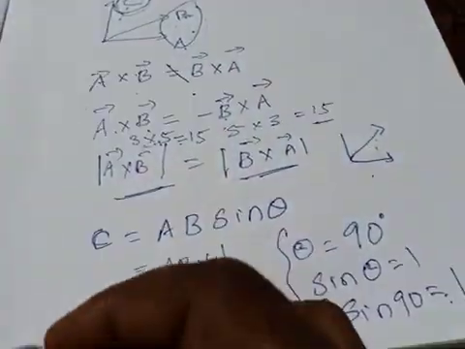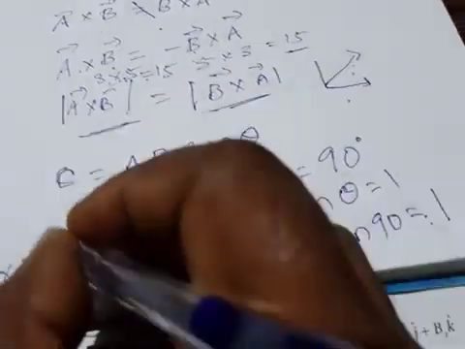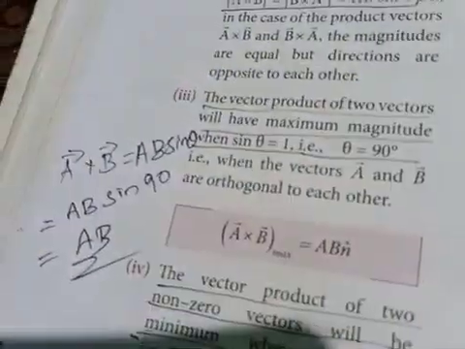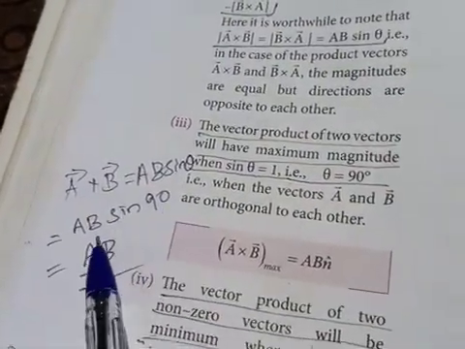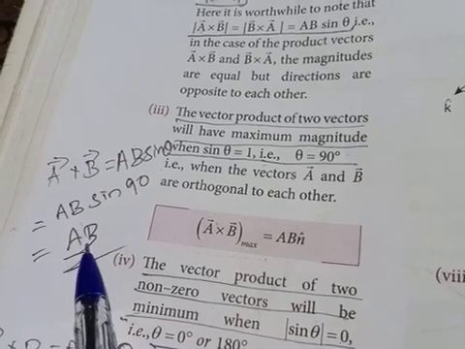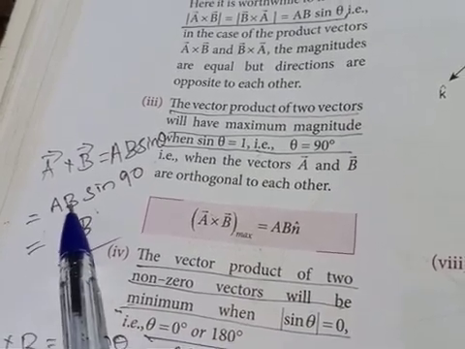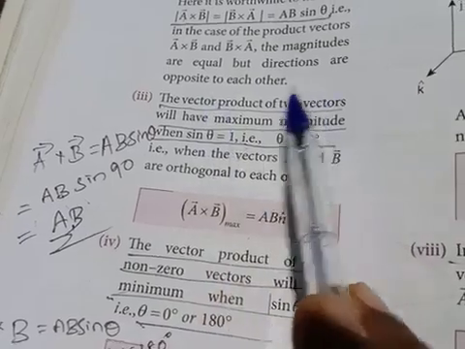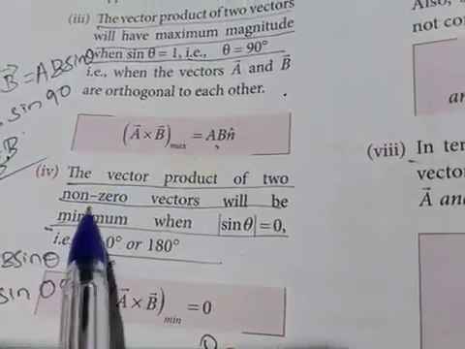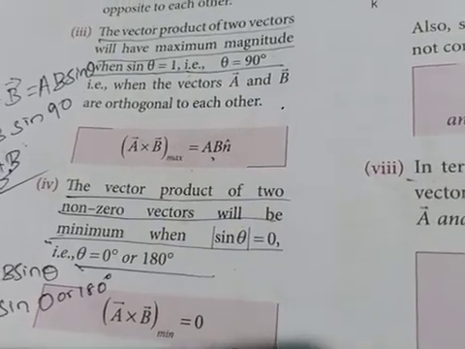So A cross B is maximum when theta is 90 degrees. You can see here A cross B is equal to AB sin theta, which is AB sin 90. Sin 90 is 1, so AB into 1 gives AB. That is the maximum. So the vector product of two vectors will have maximum magnitude when theta is equal to 90 degrees.